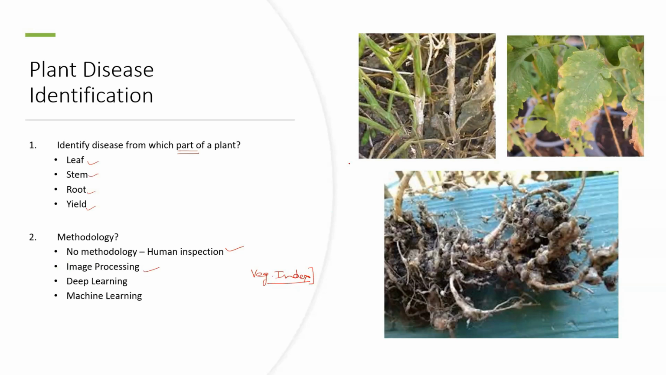On the other hand, we have deep learning and machine learning techniques. In deep learning, the features are detected automatically, and the system learns the features itself. Okay. So they are more advanced than image processing and machine learning techniques. You have to identify which part is important to you and which methodology is important to you. Based on that, you are going to design the disease detection system.